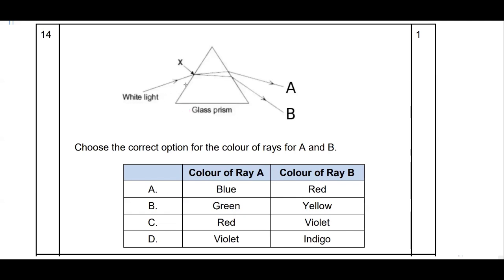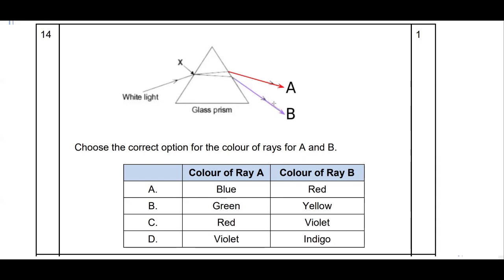What we know is that when white light enters, it disperses. Red light has the longest wavelength and is least deviated, and violet has the shortest wavelength, so it is maximally deviated.